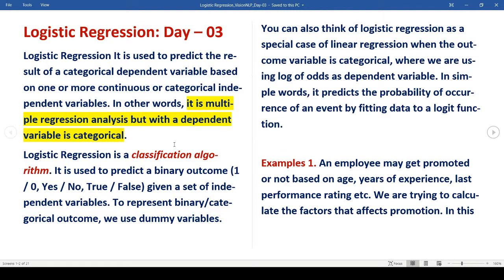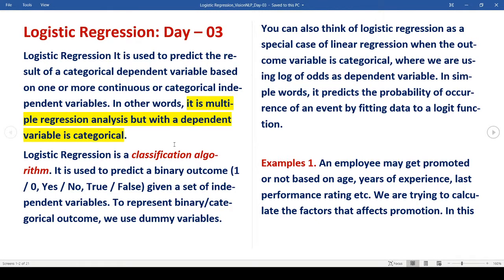So you can also think of logistic regression as a special case of linear regression when the outcome variable is categorical. All right. In simple words, we are predicting the probability of occurrence of an event by fitting data into a logit function. We also call it a logit function. So what is the logit function? Logistic regression itself means we take a logarithm.